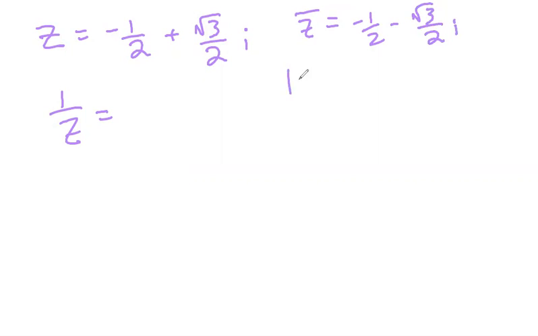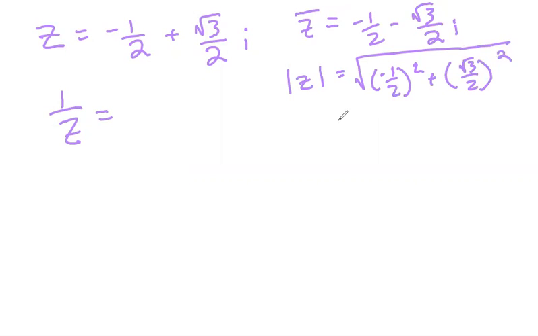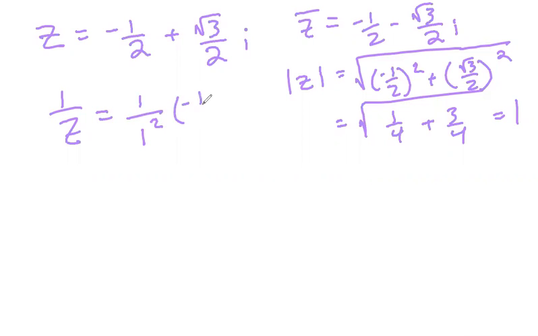And then the modulus here is going to be the square root of minus 1/2 squared plus square root 3 over 2 squared. So minus 1/2 squared is 1/4. Root 3 over 2, quantity squared, is 3/4. 1/4 plus 3/4 is 1. Square root of 1 is 1. So this has modulus 1. So our reciprocal is going to be 1 over 1 squared times the complex conjugate, minus 1/2 minus square root 3 over 2 i.